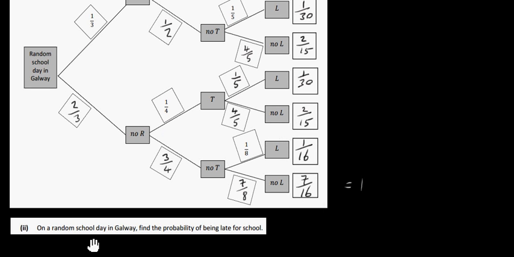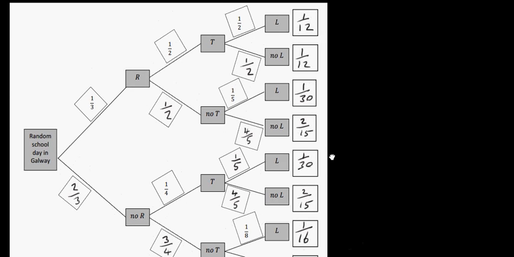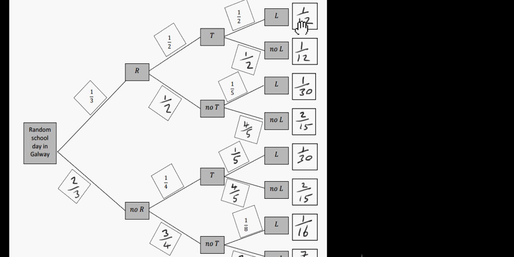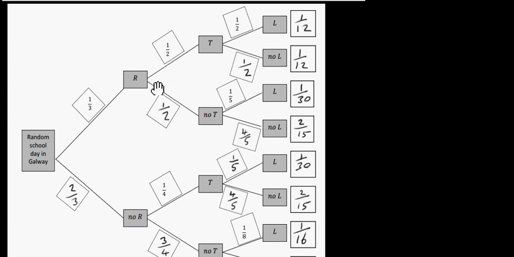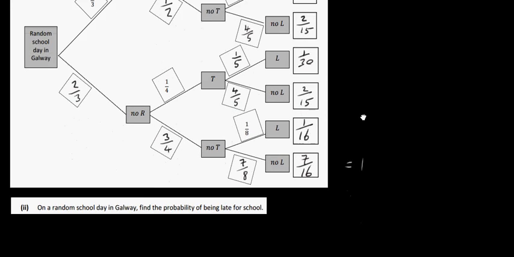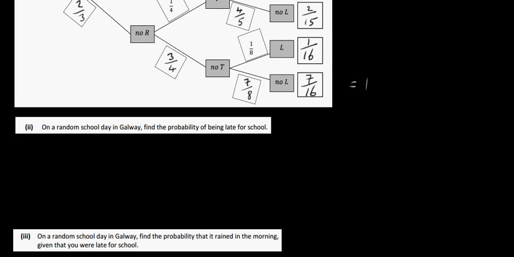It says, on a random school day in Galway, find the probability of being late for school. So you can see that you can be late here, or here, or here, or here. So in other words, these situations can happen, or these situations here can happen, or these situations can happen, or these situations here can happen. So there are 4 possibilities here. So it's this, or this, or this, or this. So when you use the word or, you're adding probabilities. So you've got to add these probabilities on the right hand side.